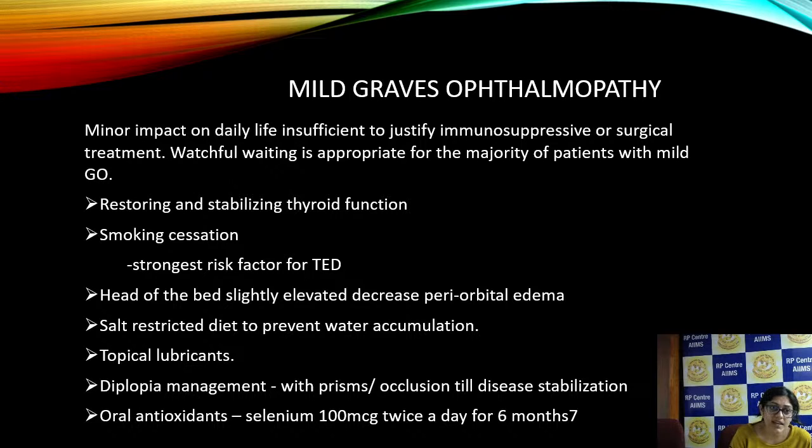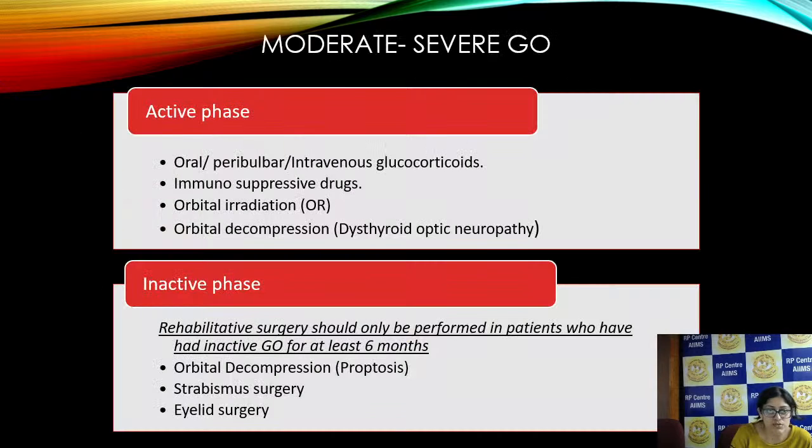Mild Graves' orbitopathy has a minor impact on daily life, which is insufficient to justify immunosuppression. So we'll go for conservative management and watchful waiting. Basically, just stabilize the thyroid function, smoking cessation, head end elevation to decrease the edema, salt-restricted diet, topical lubricants, diplopia management with prisms, or oral antioxidant. Selenium can be given twice a day for 6 to 7 months.